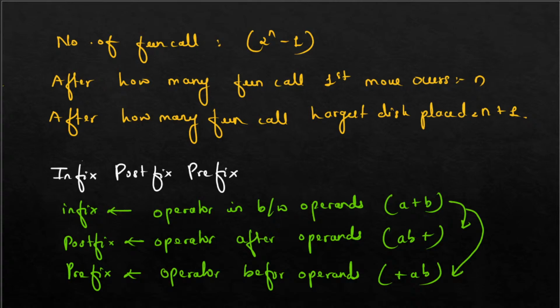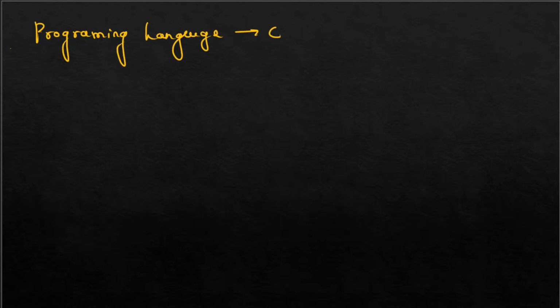I hope this class was very helpful. See, for C programming, why is it important? Because in GATE, 8 to 12 marks questions always come. Now we are discussing the programming language C, and every time 8 to 12 marks questions come.